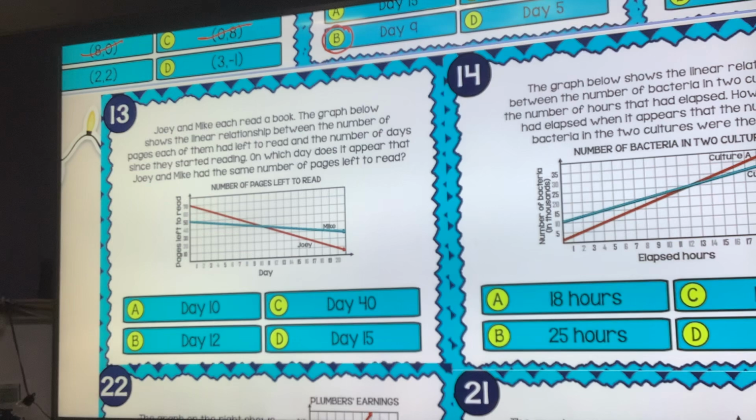Joey and Mike each read a book. The graph below shows a linear relationship between the number of pages each of them have left to read and the number of days since they started reading. On which day does it appear that Joey and Mike had the same number of pages left? So that is where they are intersecting to be the same. We are looking at days, so I am looking at my x-axis. I am going up and I see it is 10 days.